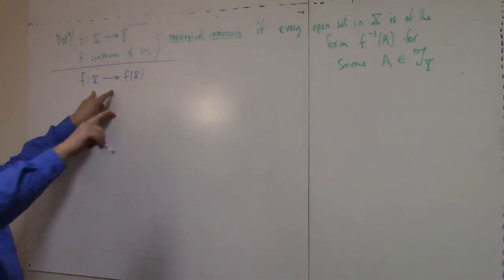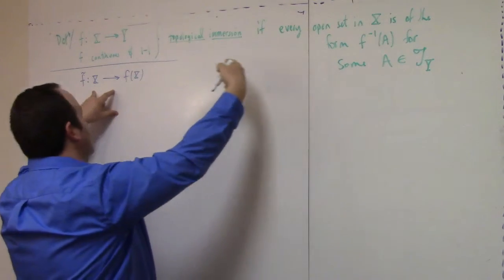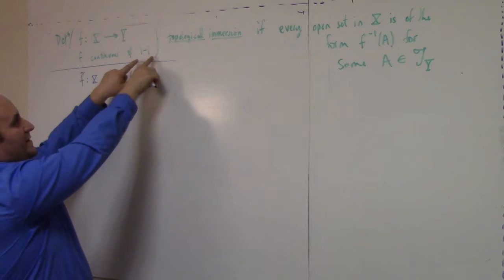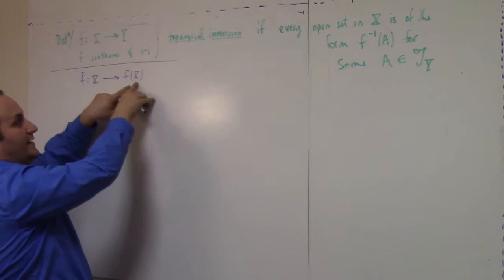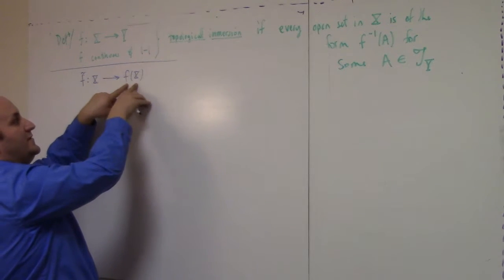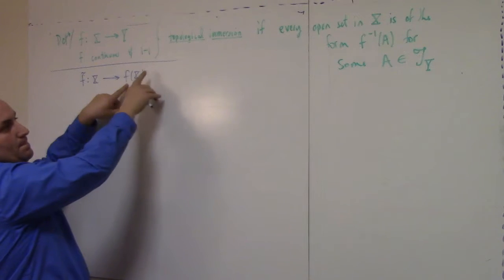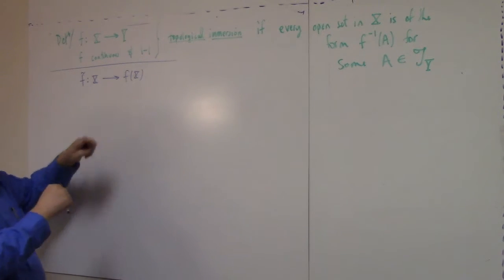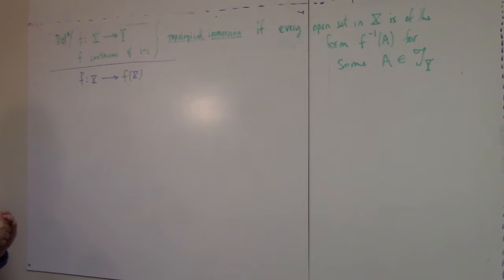Because this condition makes it invertible, this being the domain of the inverse, and the other condition makes the inverse continuous. So that's a topological immersion.